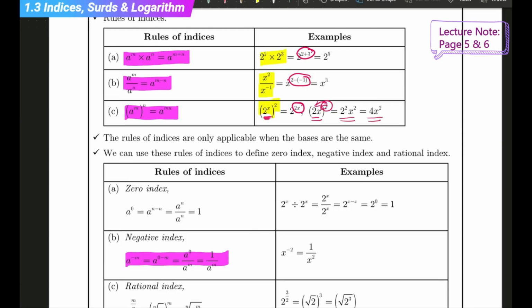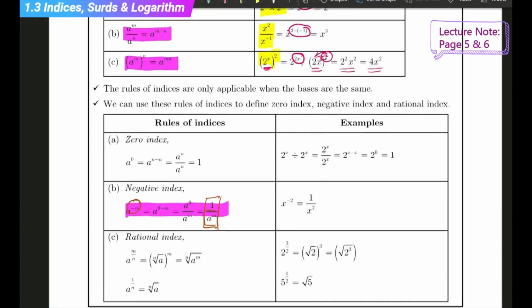Now we go to negative index. A negative index means the base must be moved to the denominator. Why? Because if there is a sign change here, then we need to cross the line. Negative m, right? So normally a to the power of m. If negative m involves a change of sign, we need to cross the line. It will become 1 over a to the power of m. When there is a negative index, we move the base to the denominator. The base is a. So a here will be moved to the denominator, a to the power of m. Move to the denominator. Okay.